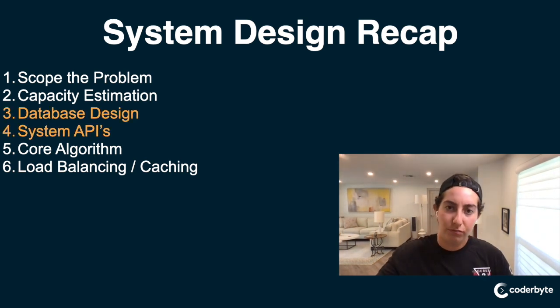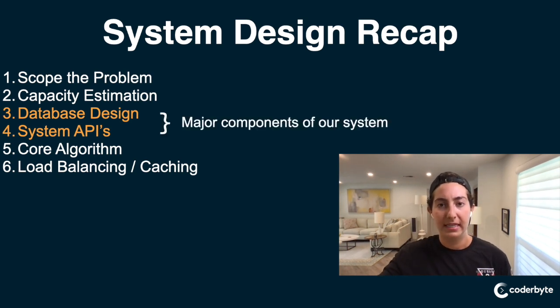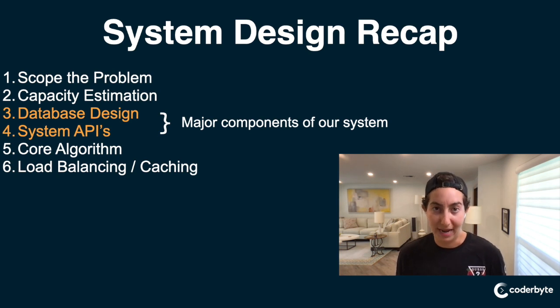So I want to talk this week. Last week we did a more simple example, right? We did the URL shortening system, bit.ly or TinyURL. And this week I want to really focus on these two pieces, the database design and the system APIs. Again, these are the major components of our system. The rest of it is important in an interview, but this is where the actual meat of the algorithm comes from. This is what actually makes the system. And so I'm going to focus on this more or less in the next two videos.